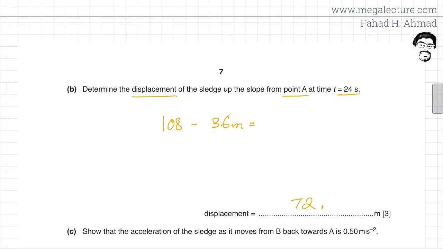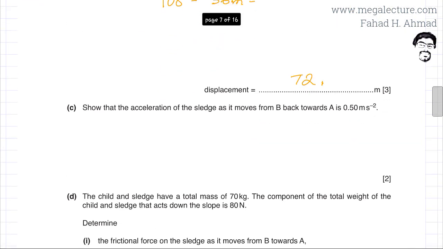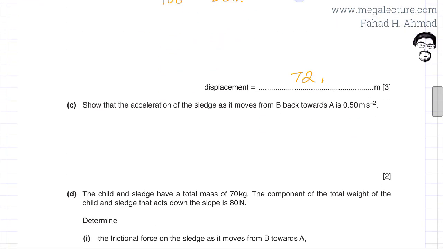Now in the next part of the question, let's move to part C. The question is, show that the acceleration of the sledge as it moves from B back towards A is 0.5 meters per second square. So we need to prove that the acceleration down the slope is this value over here.